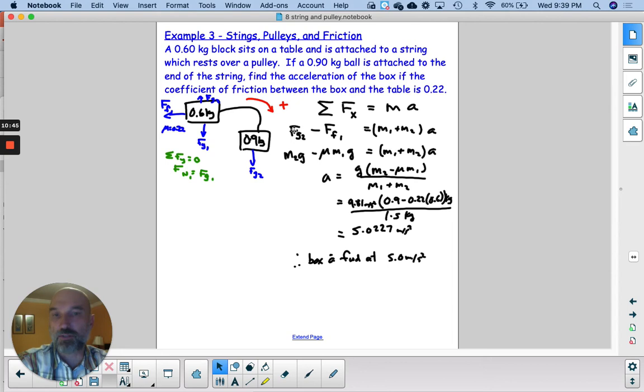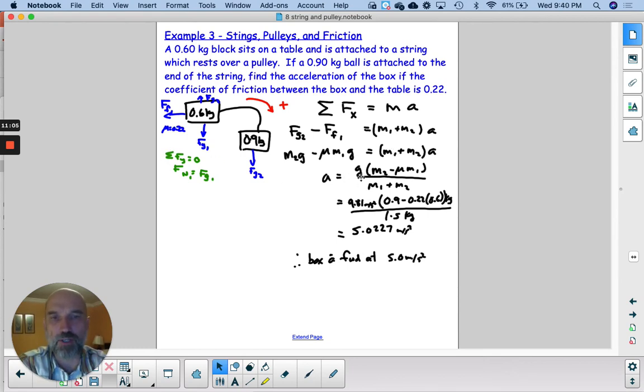Then we just fill in for the force of gravity, that's going to be mg on the 0.9, and the force of friction is going to be mu mg on this one. I showed why it's going to be mu mg: because the normal force is equal to the force of gravity. I showed that over here in green.